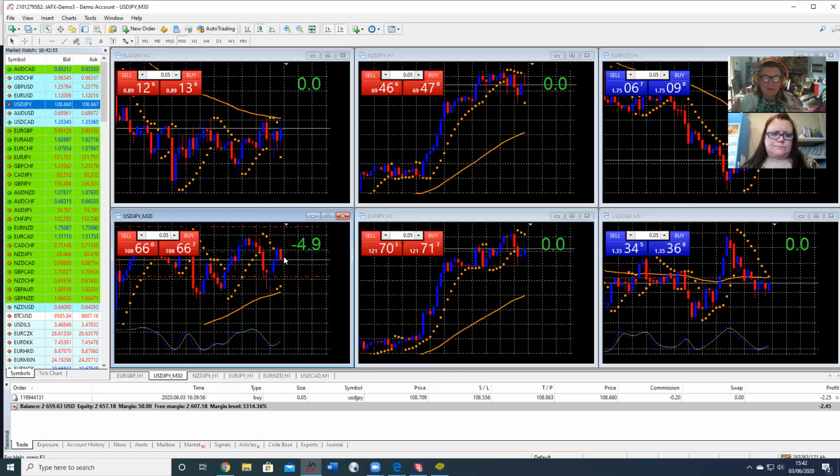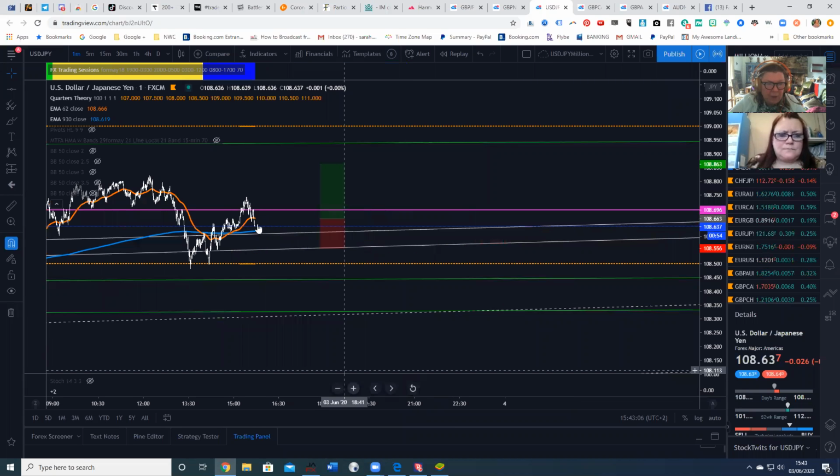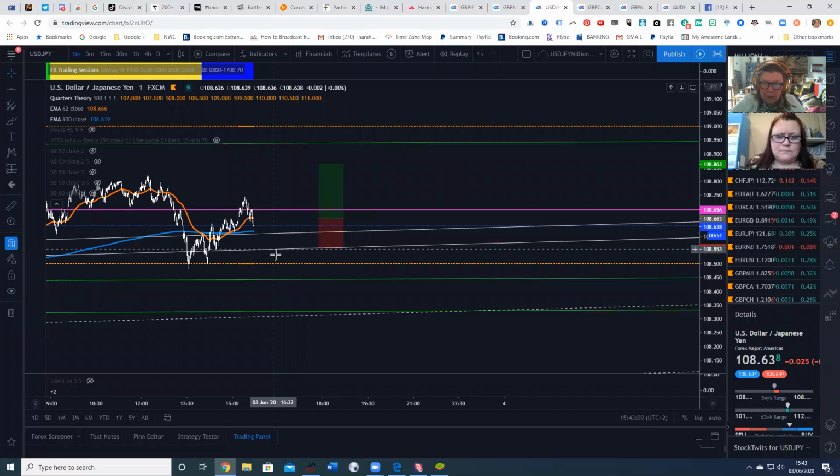As I say, this isn't a properly analyzed trade. It's just to look at how to actually take a trade. And then if we come back and look at it where we do all our chart analysis, which is TradingView, we can see indeed we're minus 4 pips. So you can see it's coming down.